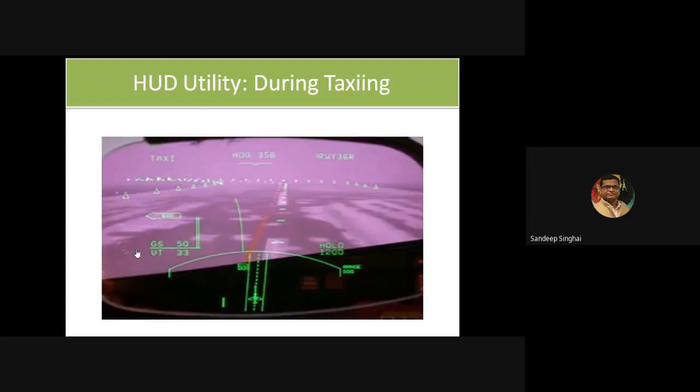Another utility is during taxiing on a snowy night. With the help of such a display page, the aircraft is able to visualize the limits of the airstrip and where the center point is, and it is very useful for the pilot during the taxiing phases.